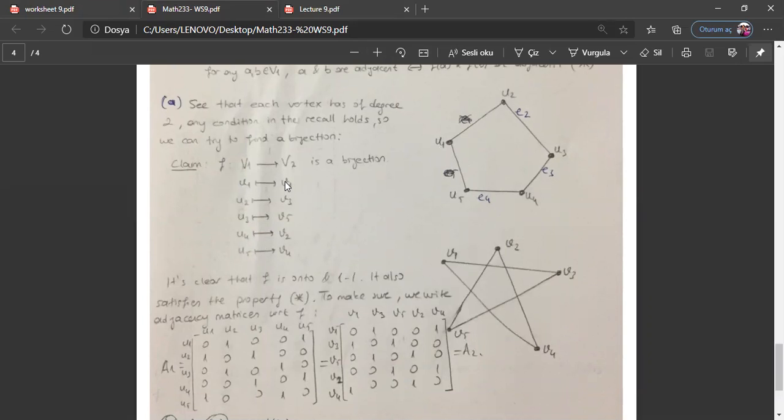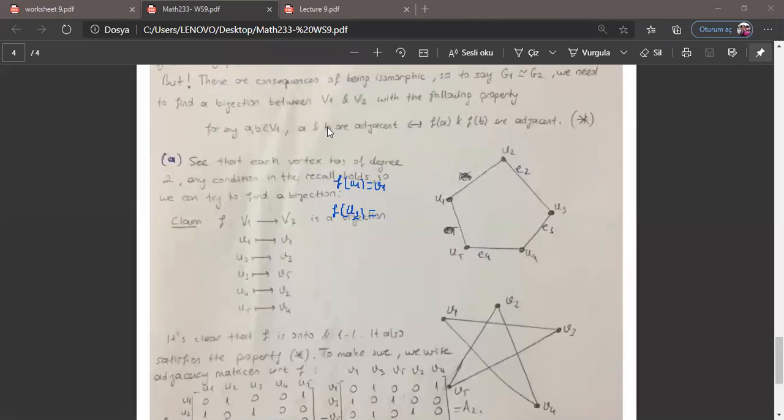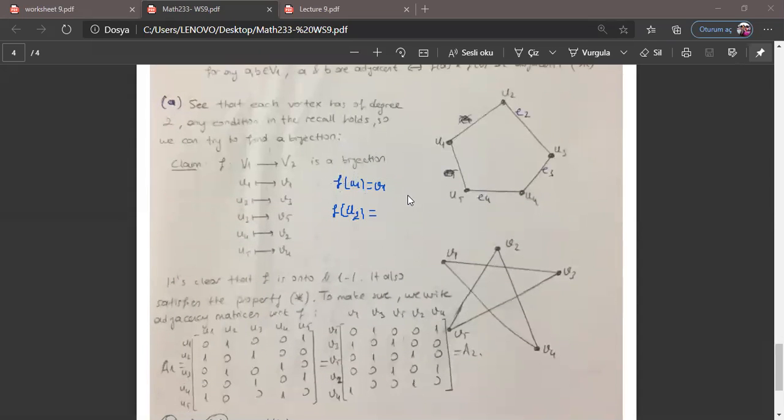Now what do we do? We see the image of U1 equals V1. So we will decide U2, right? We don't know yet this part. We will decide U2. So what was the property? Here we know U1 and U2 are neighbors. Then f of U1 and f of U2 should be neighbors too for this graph, okay?